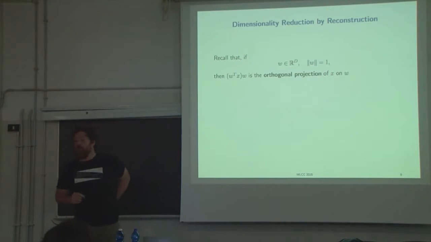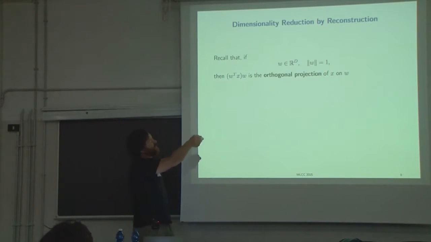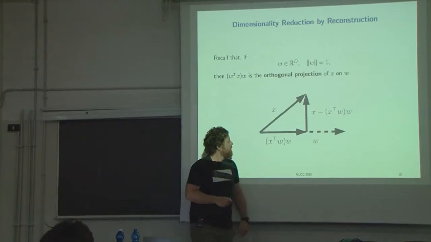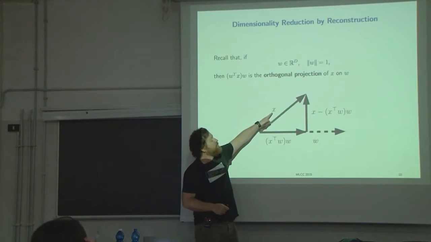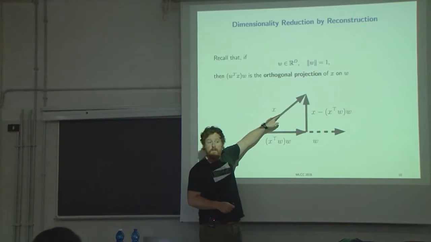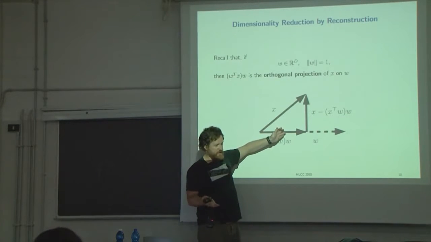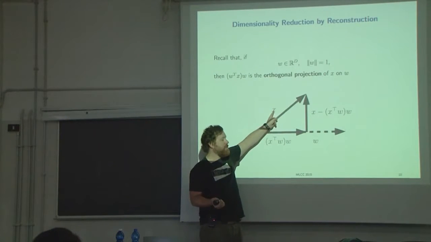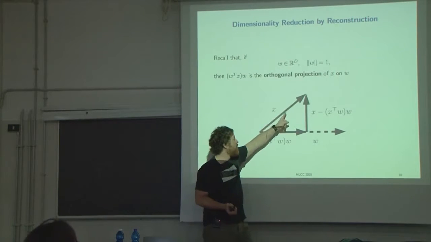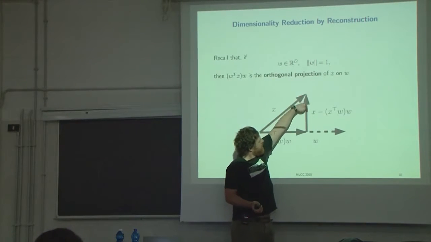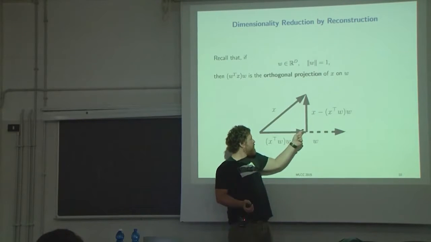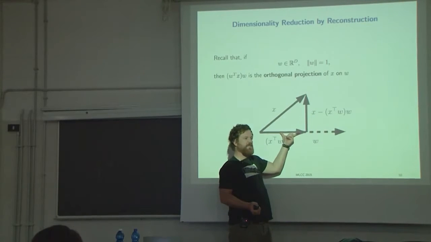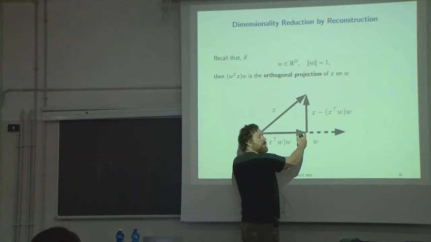A 30-second interlude on what it means to make projections. Suppose that you have a vector x, and you have another vector w, which say is unit norm. And you want to project x on w. Graphically, you just want to look at its orthogonal projection in this direction, which just means that you look at this vector here. So how long is this?